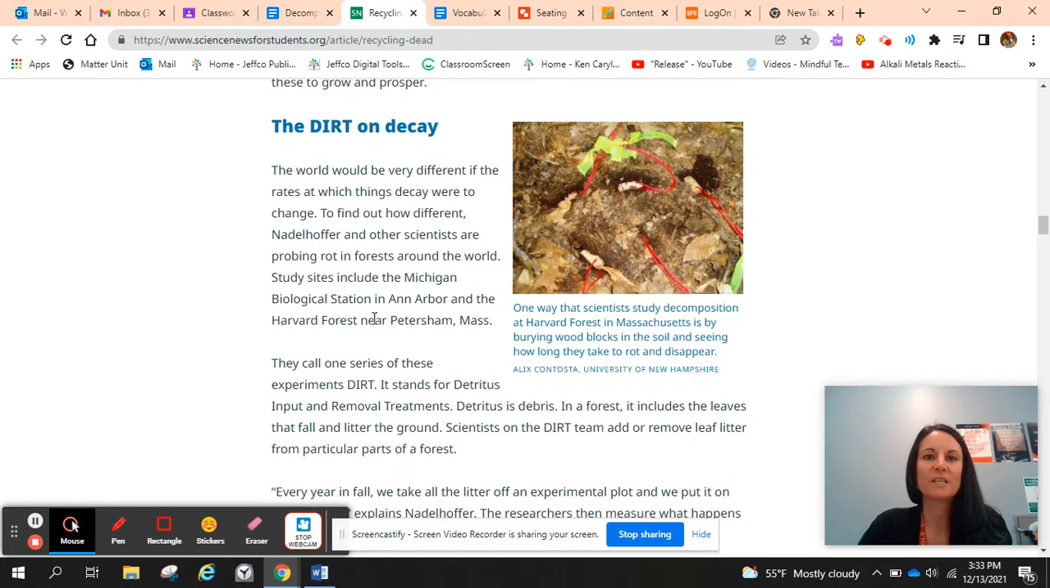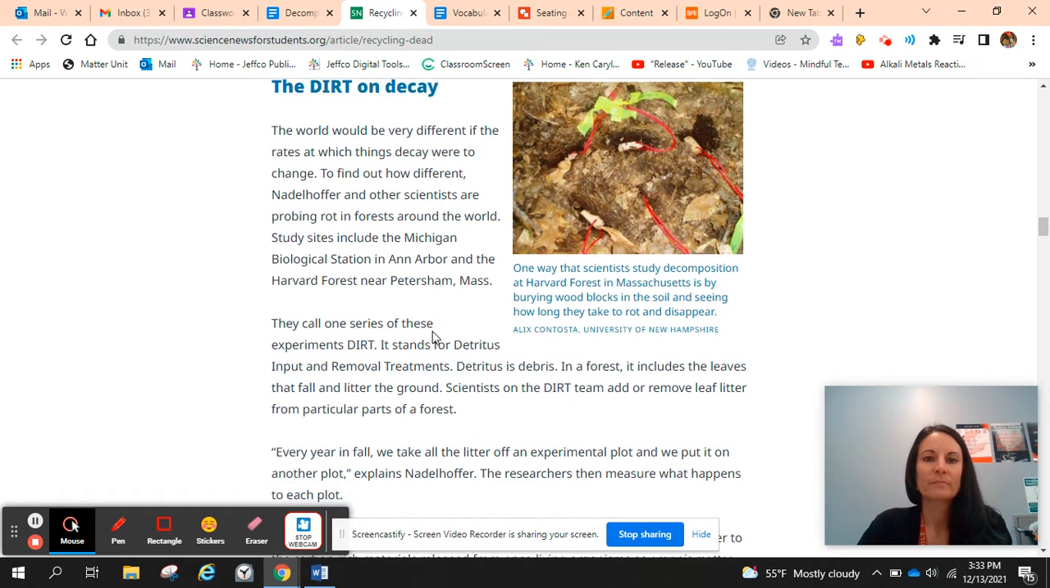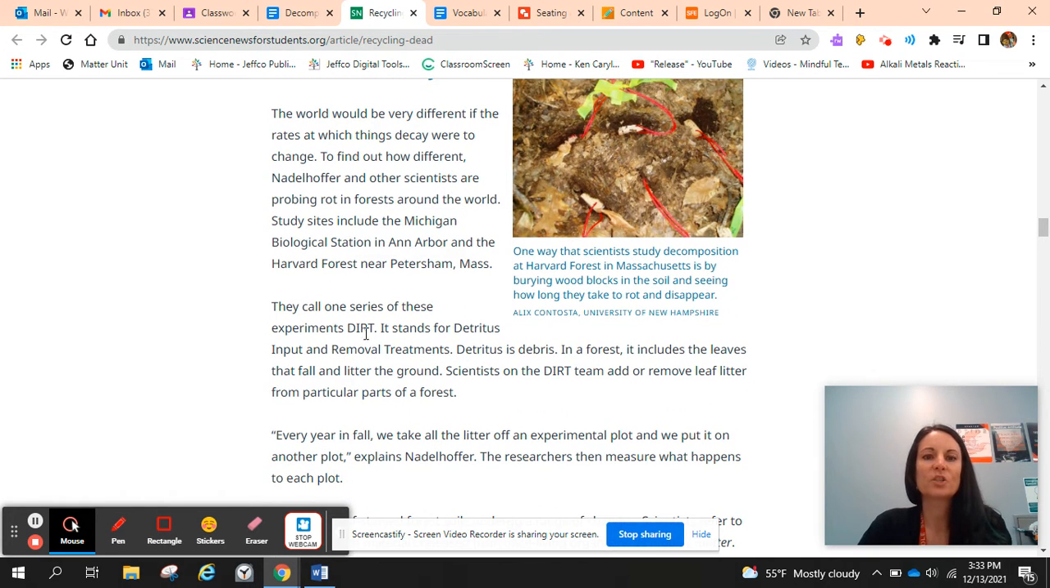Now we've got the dirt on decay. So you see it's a different color. This is a new heading. Okay, so about dirt. The world would be very different if the rates at which things decay were to change. To find out how different, Nadelhofer and other scientists are probing rot in forests around the world. Study sites include the Michigan Biological Station in Ann Arbor and the Harvard Forest near Petersham, Massachusetts. They call one series of these experiments DIRT. It stands for Detritus Input Removal Treatments.